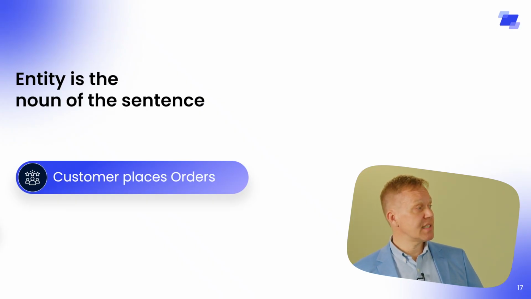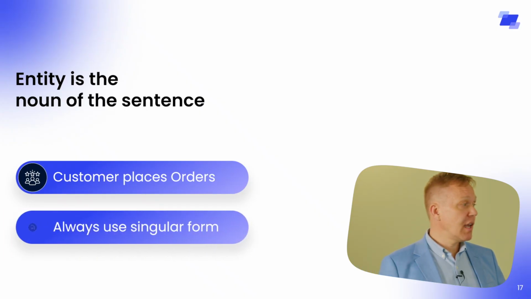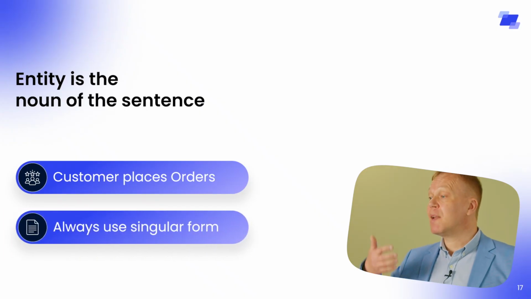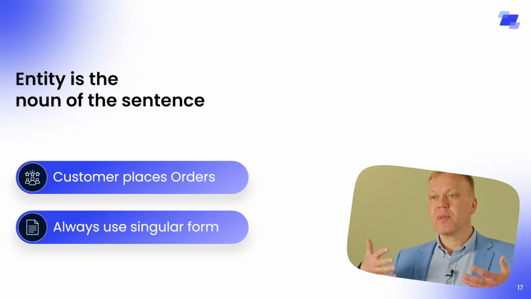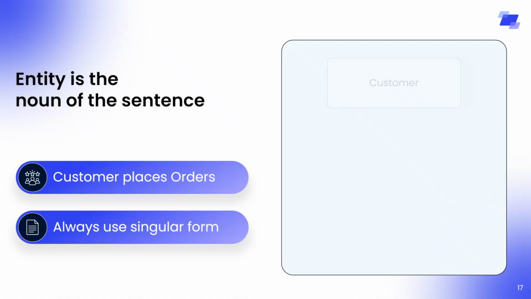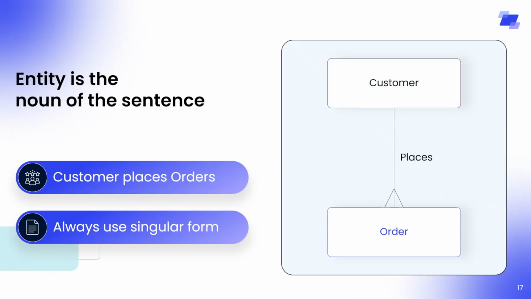Customer places orders. It says here to always use a singular form. We will get back to it later, why, but it makes it easier to tackle the main problem that both the beginners and experienced data modelers have. It is that we get somehow mixed up with the cardinality, which is the thing how entities can be related.